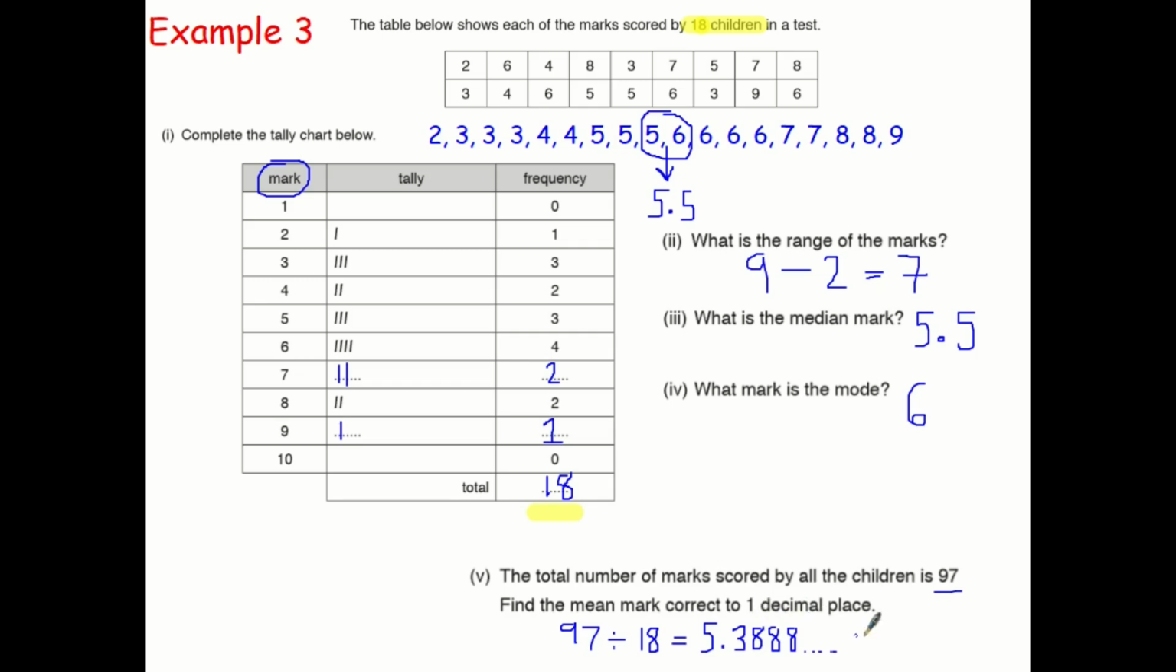So to 1 decimal place, so when we're rounding to 1 decimal place, remember you are looking at the first decimal place, but you're saying, does that second decimal place affect the first? Yes, the 8 pushes that 3 up to a 4. So correct to 1 decimal place, that is 5.4 as the mean score there.